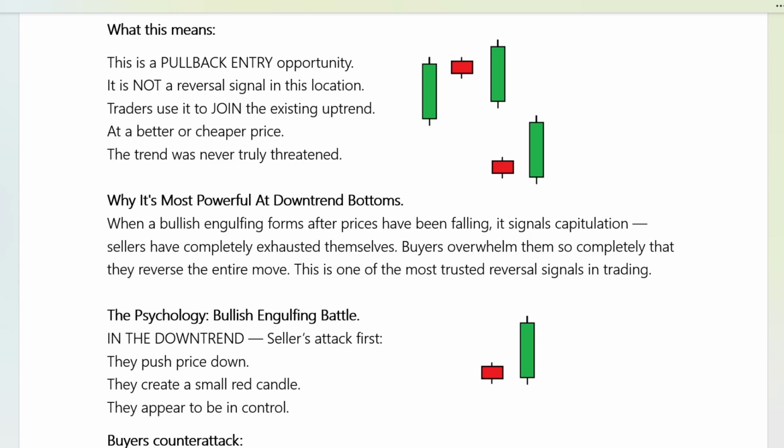Why it's most powerful at downtrend bottoms. When a bullish engulfing forms after prices have been falling, it signals capitulation. Sellers have completely exhausted themselves. Buyers overwhelm them so completely that they reverse the entire move. This is one of the most trusted reversal signals in trading.